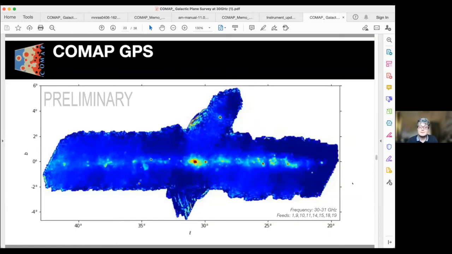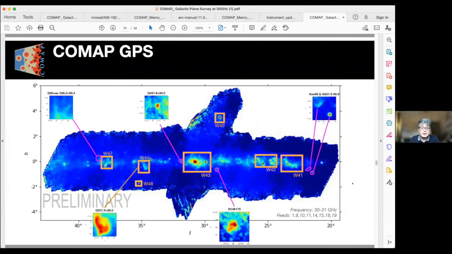So this is the COMAP Galactic Plane Survey as it stands today, stretching between plus and minus 2 degrees galactic latitude, and then longitudes between 20 and 43 degrees. Just to fill in a couple of details on that, if we can go to the next slide.